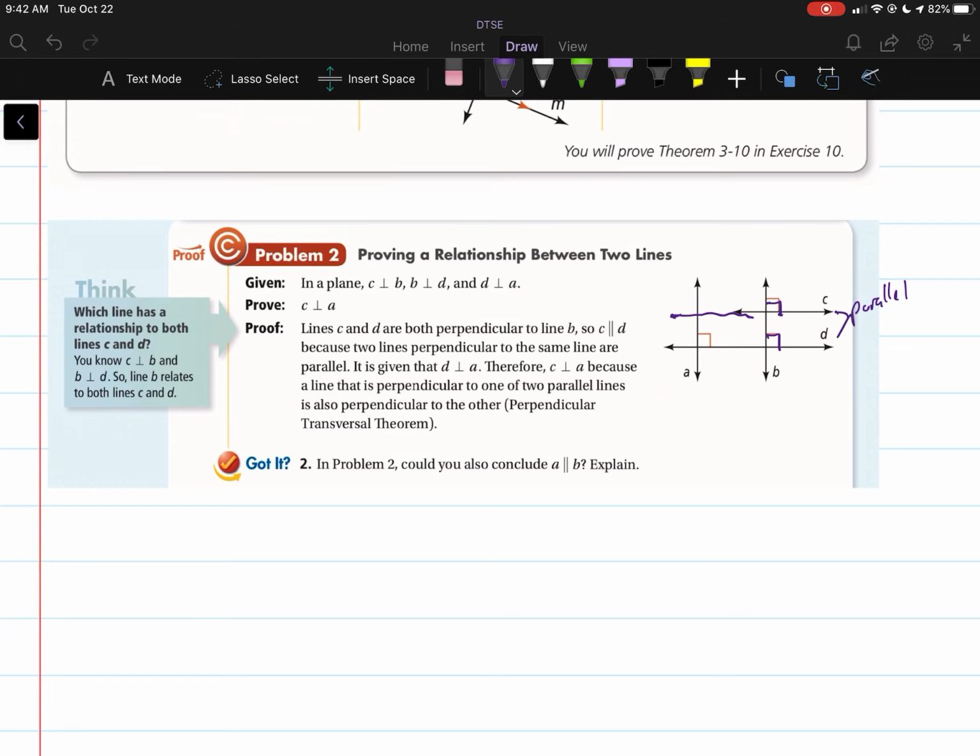And if they're parallel, then if two lines are parallel to the same line and one of them has a right angle, then the other one has to have a right angle. So the answer is yes. This is proven. All right, so then the next one says, can we also prove and conclude that A is parallel to B? Well, we don't even really have to look at C in this one. We can say that A and B are both perpendicular to D, so that means that those two are parallel. A is parallel to B.